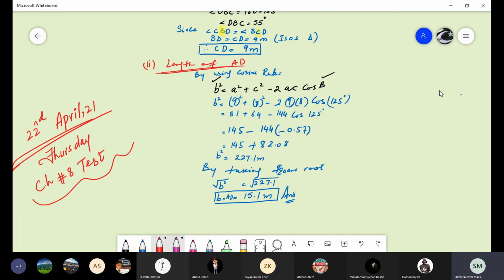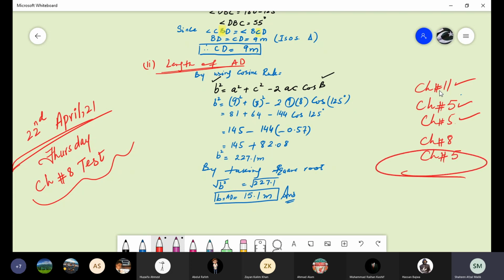And then next Thursday, because we have done the test of chapter 11, yes, boys? Yes. We have done the test of chapter number 5, two tests of chapter number 5. But still students are having problems in chapter 5. So after the test of chapter number 8, I will take one more test of chapter number 5. That will be next Thursday.